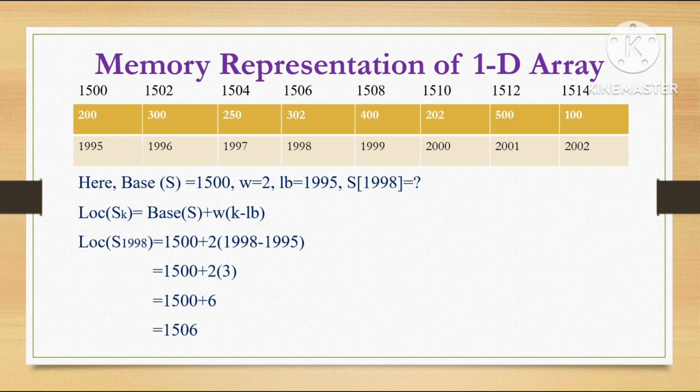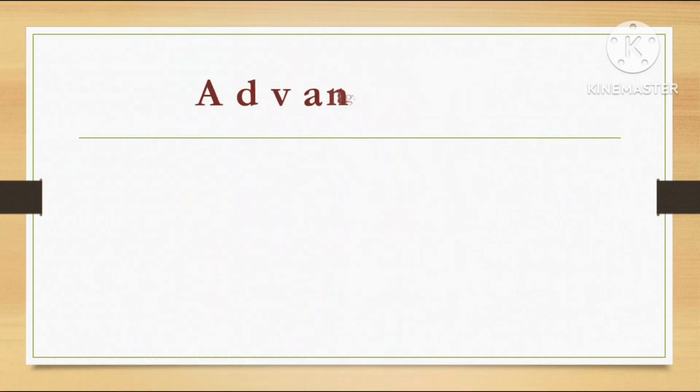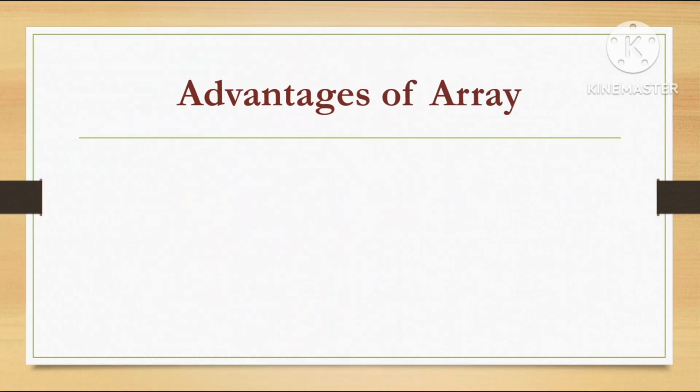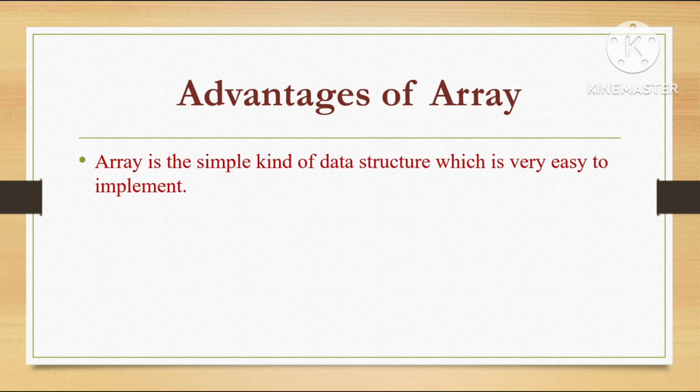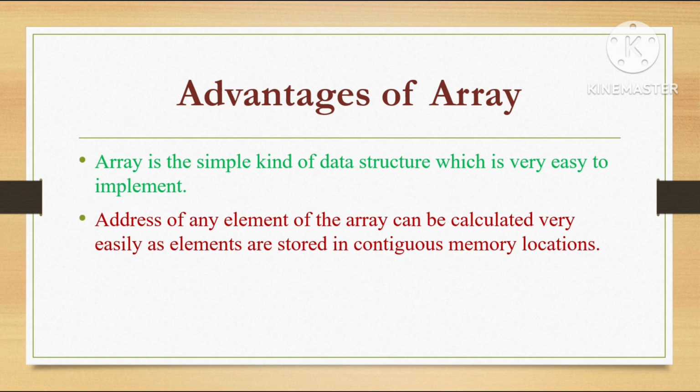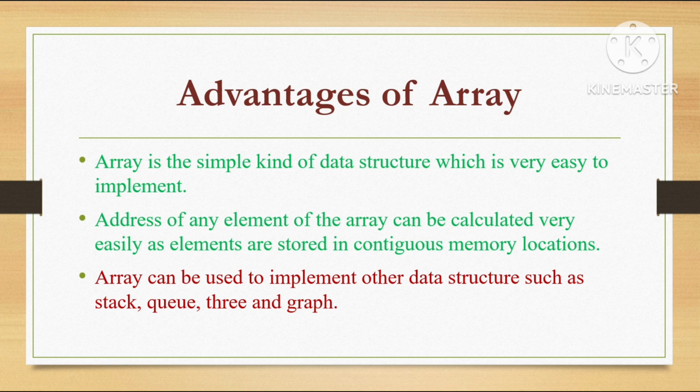An array is the most commonly used data structure because it is easy to find the memory address of any element. Let's see some advantages of an array. So an array is a simple kind of data structure which is very easy to implement. Addresses of any element of an array can be calculated very easily because elements are stored in contiguous memory locations. An array can be used to implement other data structures like stack, queue, tree and graph.